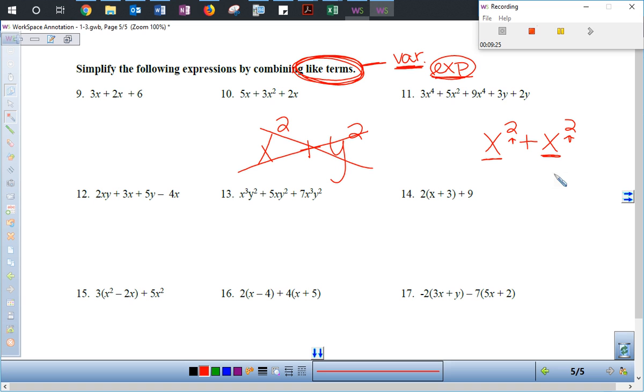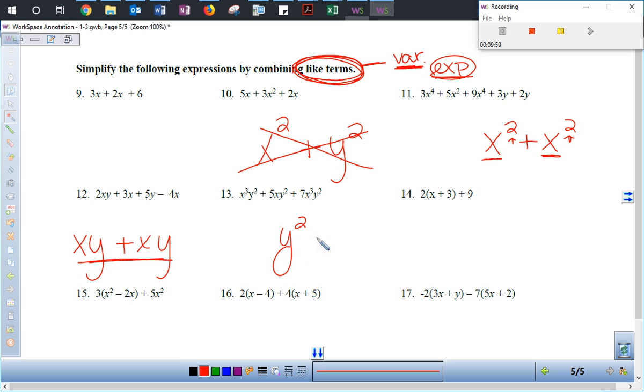We could also have xy plus xy. The exact same variables. Now I have two variables multiplied together, so we're going to call this one term here. It's the exact same thing, and they're both raised to the first power. Same here. The exact same thing raised to the first power. So these are like terms. The exact same variable raised to the exact same exponent.